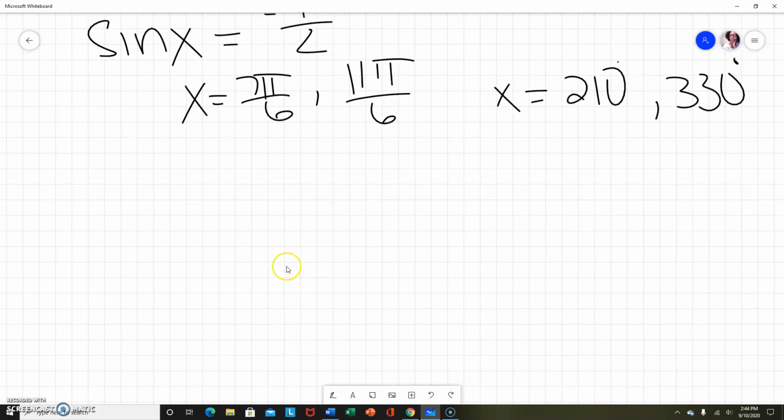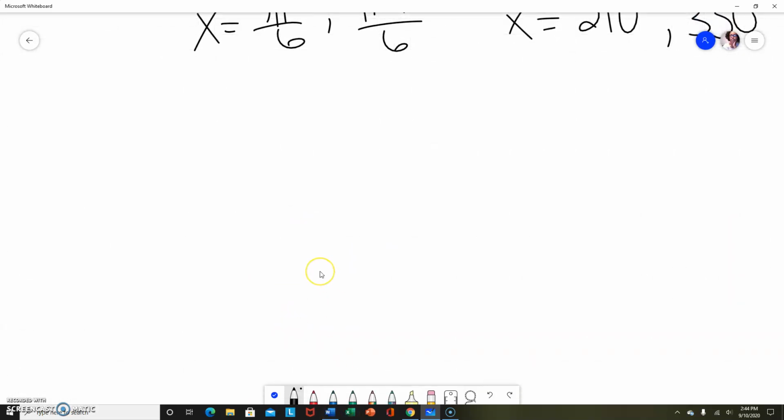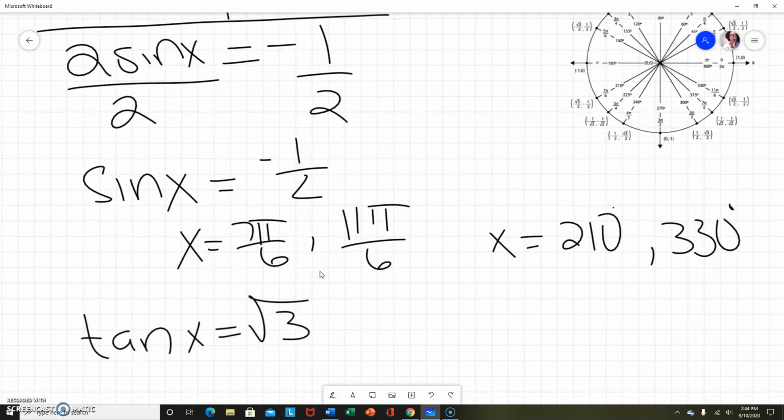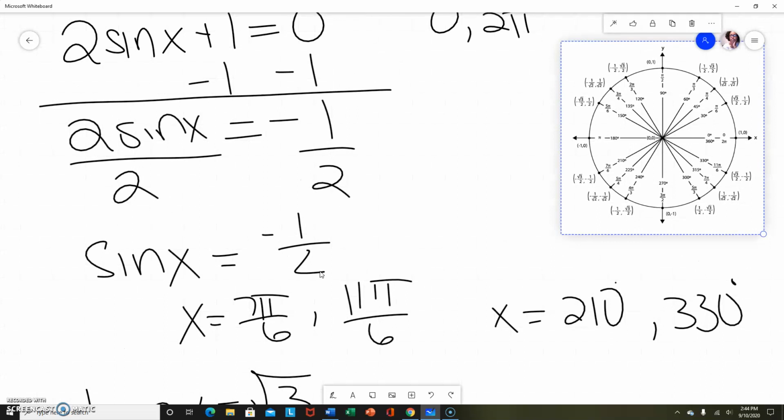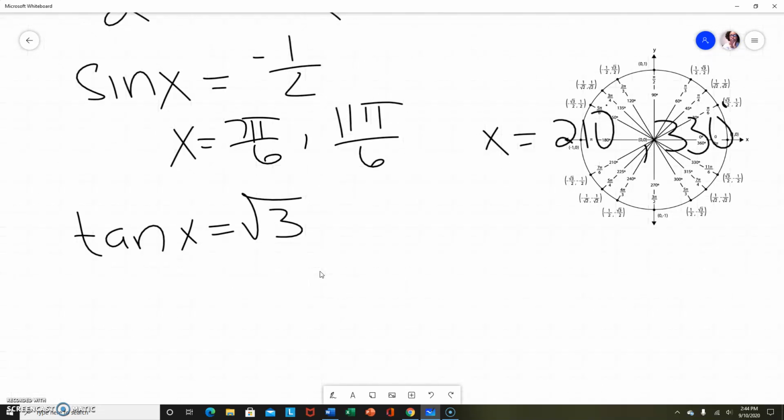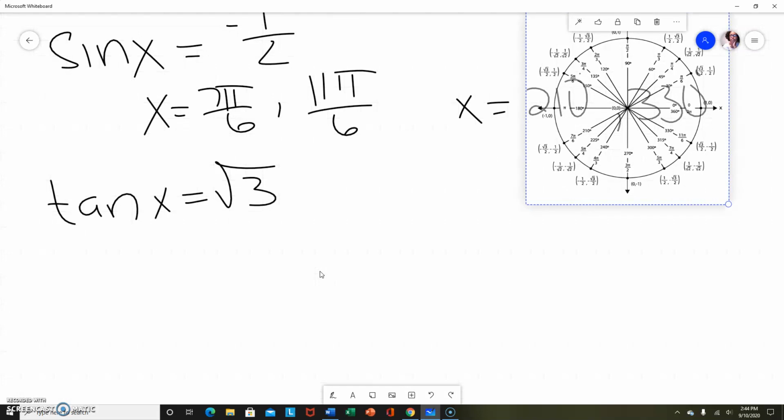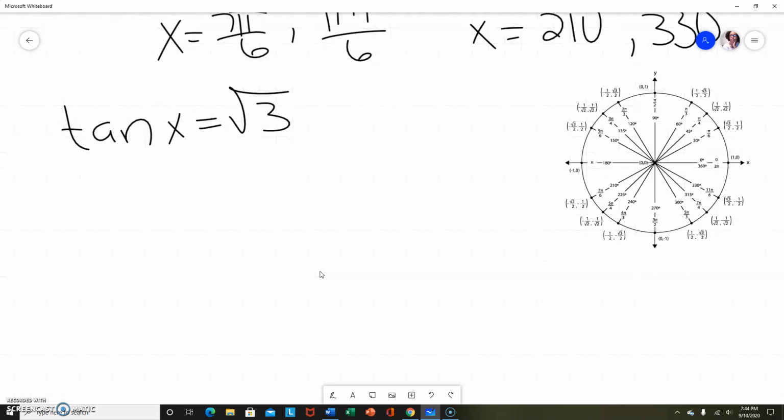Of course, now it's time to do one with tangent. So we have tangent x equals root 3. All right, this one definitely is an easy one. Well, not too easy, because we have to do some calculations, right? So if we go back up to our unit circle, and I'm sorry I have to do this, let me move it down. Okay, so we have to find where on our unit circle we will get root 3 when we do tangent.